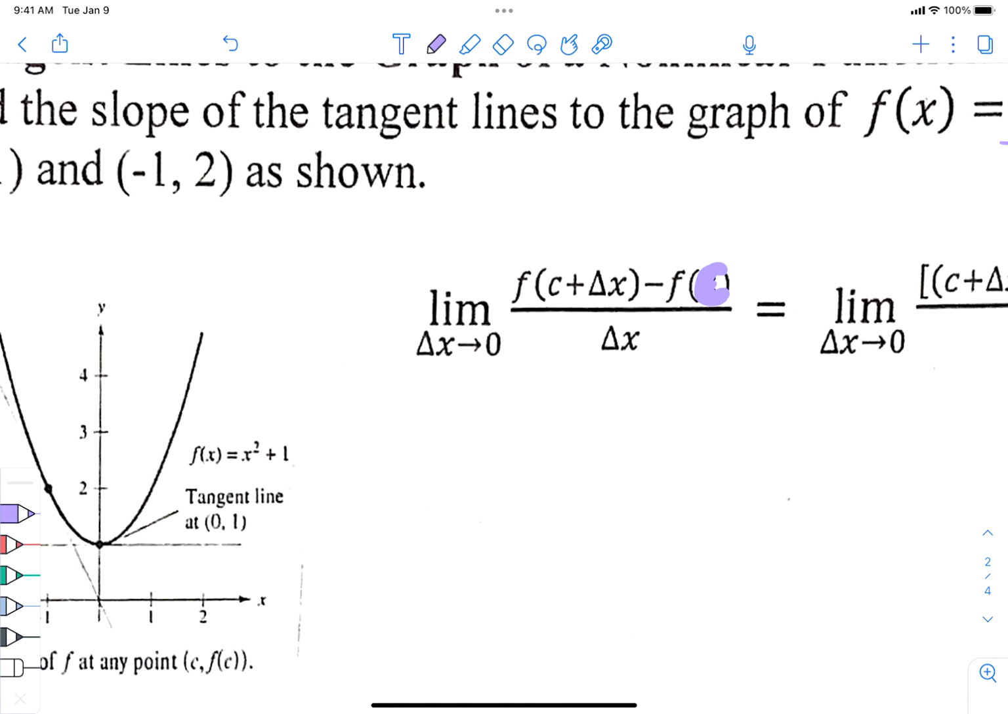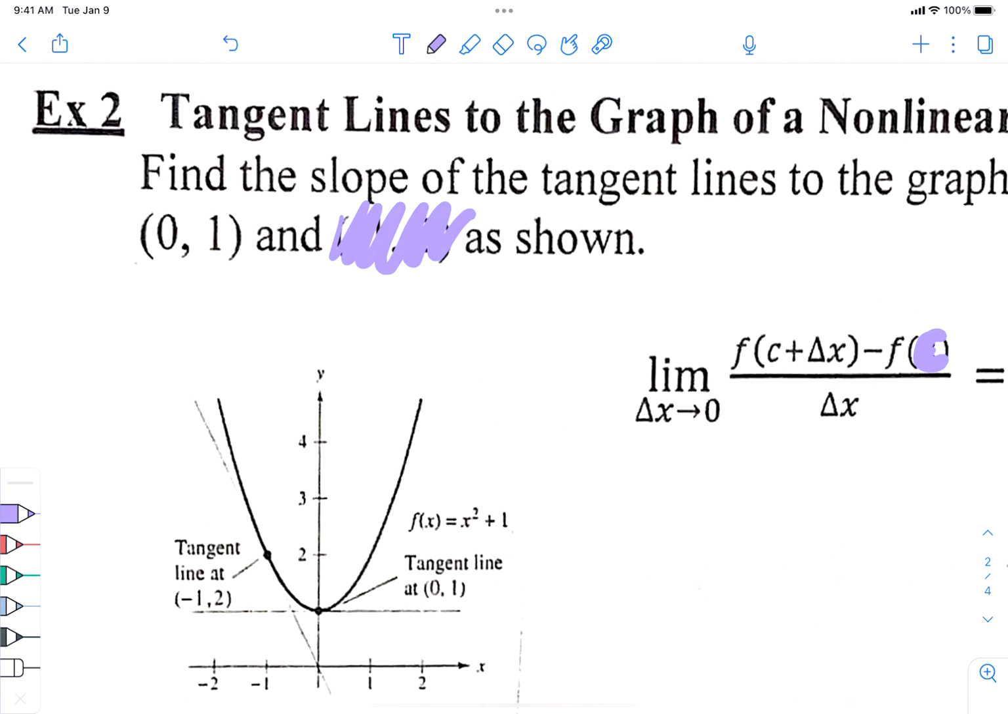Okay? So the first thing that we want to do is we want to plug 0 in. Right? Let's just do 0, 1. Let's not worry about negative 1, 2. Okay, let's just do one of these instead of doing both of them.